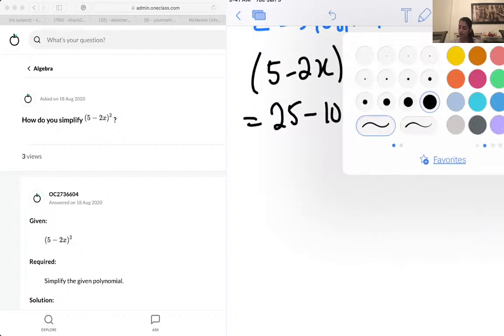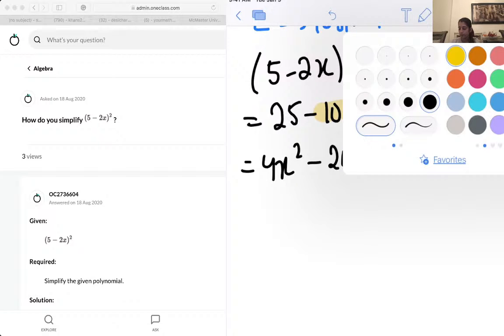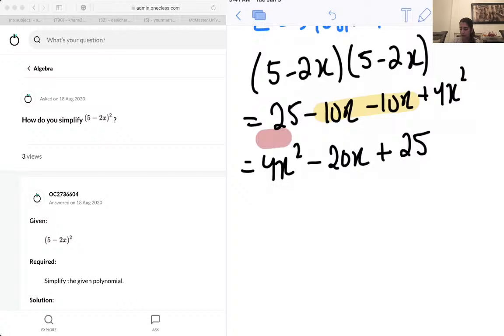Next, what we can do is collect the like terms, so just these, and add them up. I like to put it in the correct order, so 4x squared minus 20x plus 25. And that is our final answer.